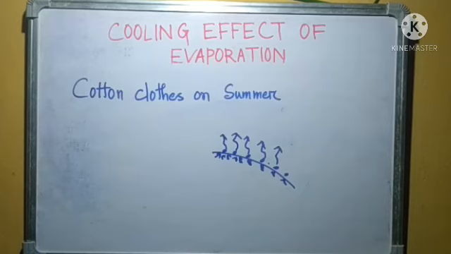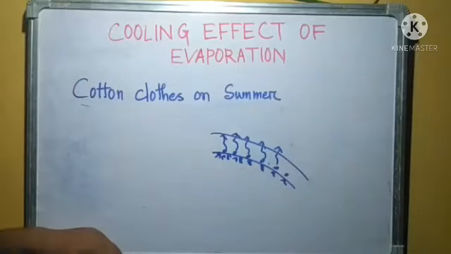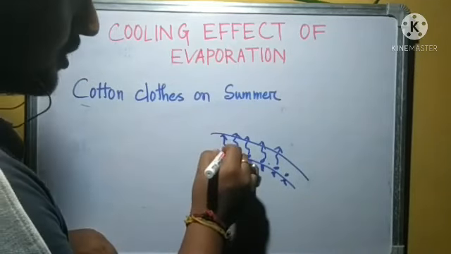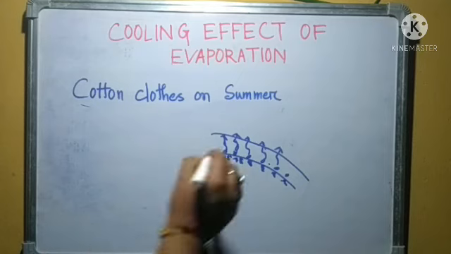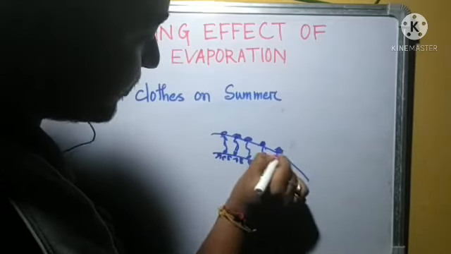And why do we use cotton clothes? Here we have clothes. If it is cotton clothes, then cotton can easily absorb the sweat. Cotton can easily absorb liquid like water. So it will easily absorb the sweat and bring it from the body to the surface of the cotton clothes.